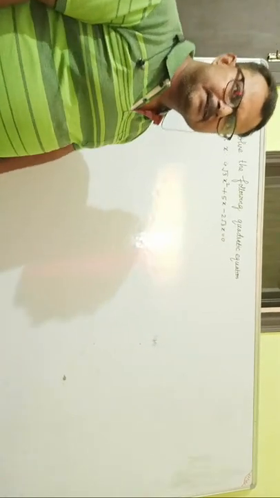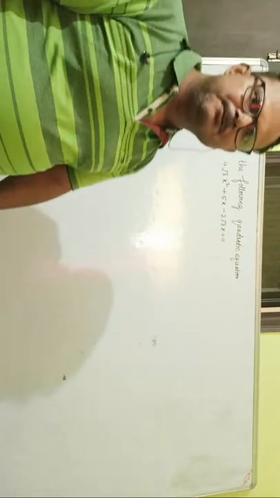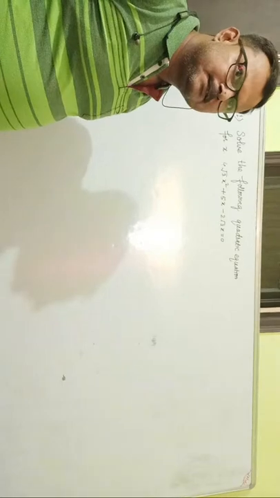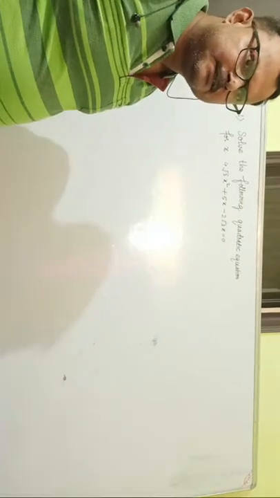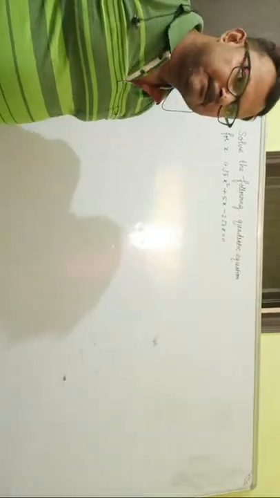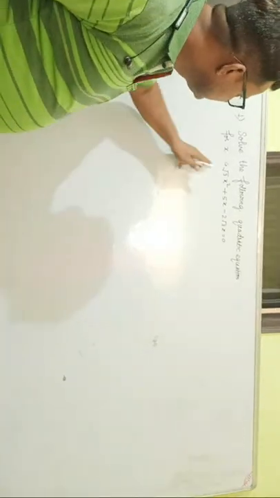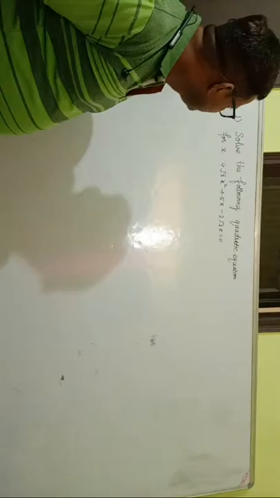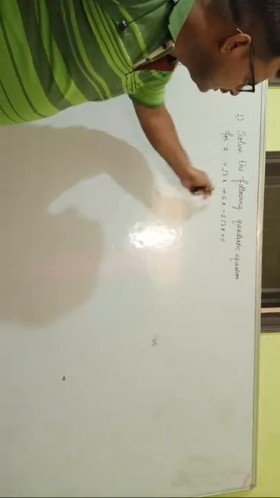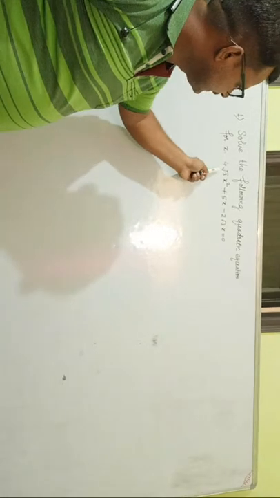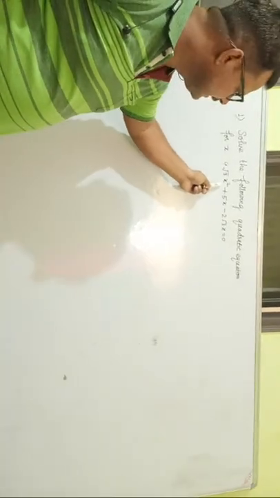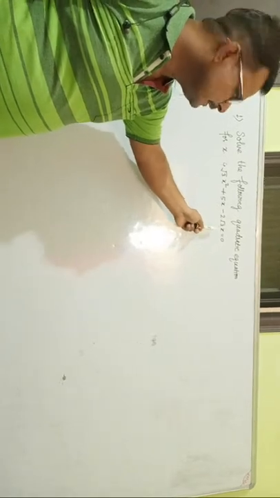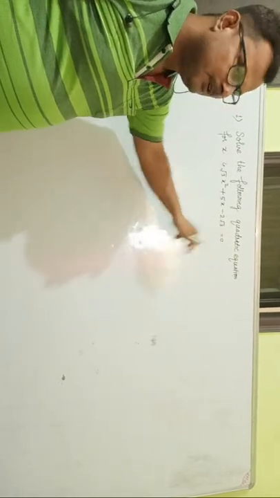Hello students, today again we are going with a sample paper for class 10th standard. See, this is the first question given in one paper: solve the following quadratic equation for x, where the equation is 4 root 3 x square plus 5x minus 2 root 3 equal to 0.